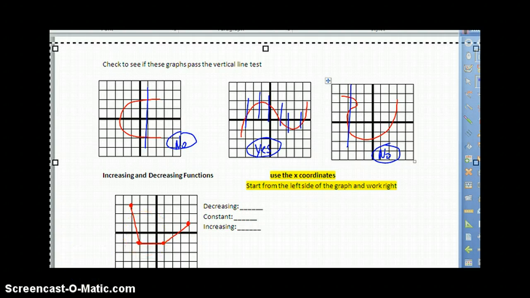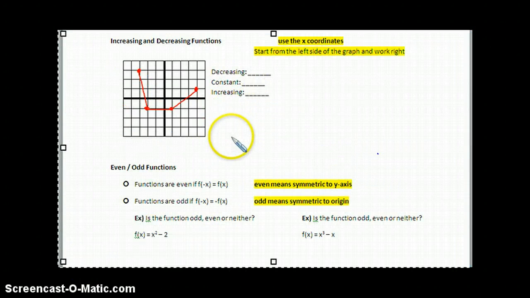Alright, another concept in this section of notes is looking at an equation, or more specifically a graph, because I don't have the equation for this graph, and answering the question: where is this function increasing and where is it decreasing? When we do this, we must always use the x-coordinates as our labeling mechanism. That is confusing for a lot of students. So make sure that you're only using x values. I'm never going to be looking off of the y value. I'm always going to be looking at the x-axis.